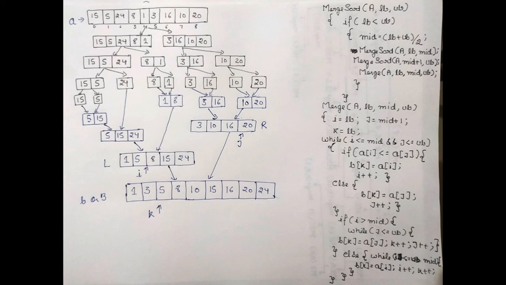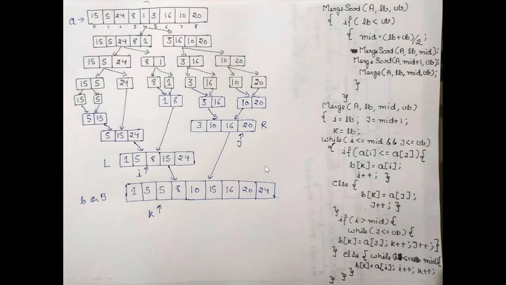Now a of I will be compared with a of j. As you can see, a of I is pointing to 15, a of j is pointing to 16. So 15 is less, so 15 will be copied here and I will be incremented to 24. A of j will remain the same. Again the comparison, 24 is compared with 20 here. 20 will be copied first and then in the end 24 will be copied.